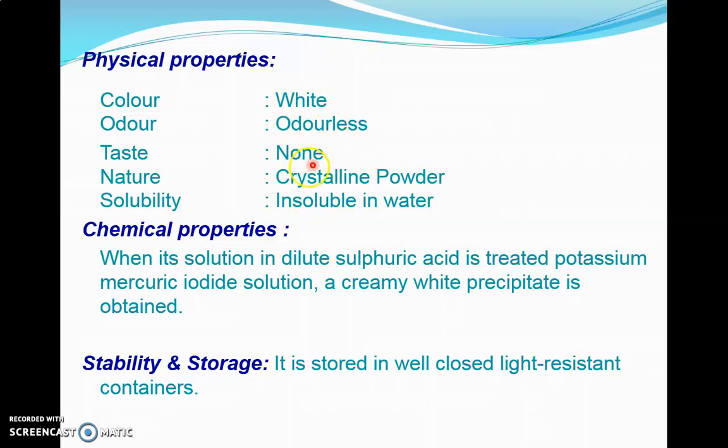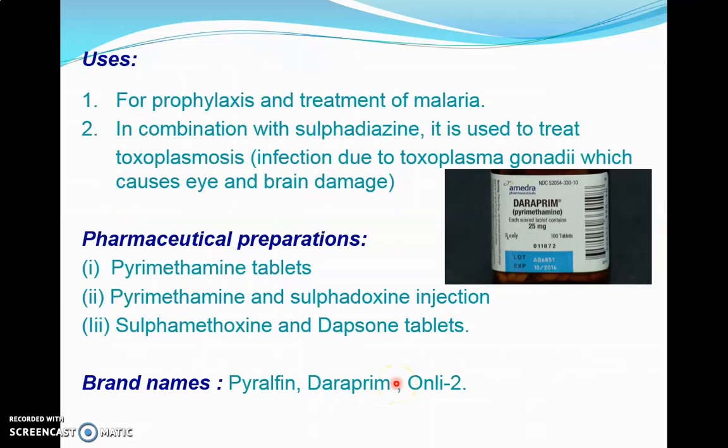Next, the physical properties. Pyrimethamine is a white, odorless, crystalline powder, and it is insoluble in water. As far as the chemical property is concerned, when its solution in dilute sulfuric acid is treated with potassium mercuric iodide, a cream-white precipitate is obtained. That is one of the identification tests, or chemical properties, of pyrimethamine. Next, stability and storage condition: as usual, it should be stored in a tightly closed light-resistant container.